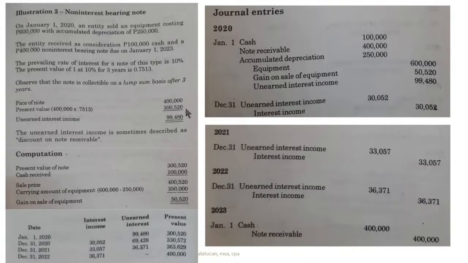From 300,520, dapat mahimo siyang 400,000 at the end of 3 years. Okay? Mao na siya goal niya. Ani kung lump sum. Kay at the end of 3 years, makolekta naman nimo ang 400,000.